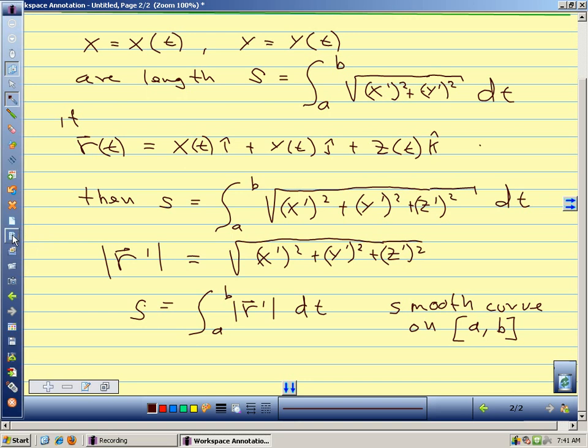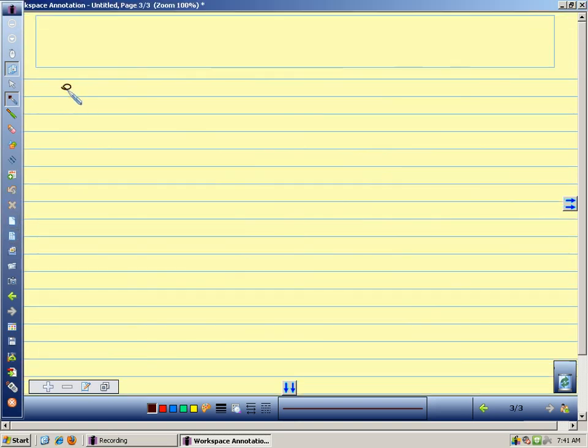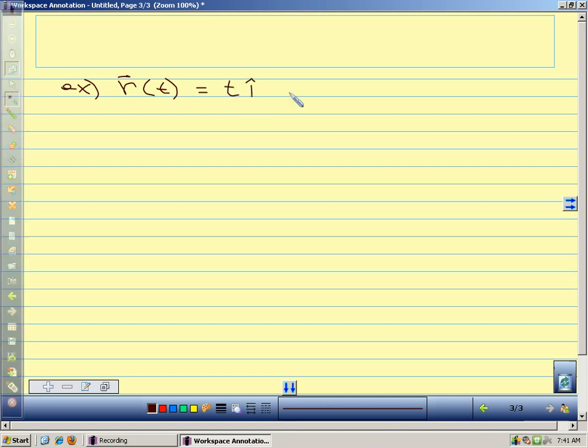Let's just look at a quick example of an arc length calculation. So we have r of t equals t i plus t squared k, and we want the arc length from 0 to 4.